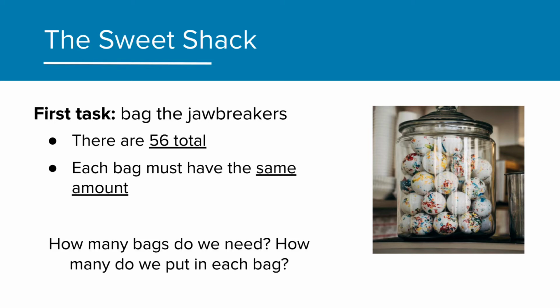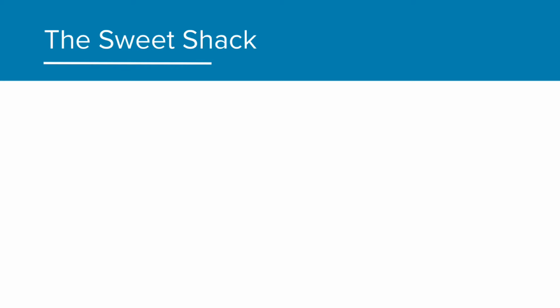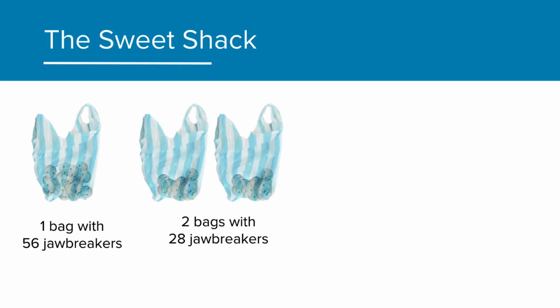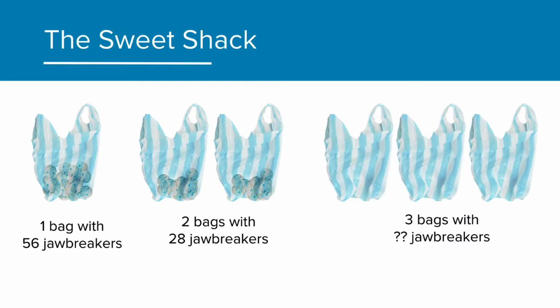So how many bags do we need? Or how many do we put in each bag? Well, let's start thinking through our options here. We could do one bag with 56 jawbreakers, but that doesn't seem terribly useful for the shop. Or we could divide the jawbreakers into two bags, each with 28 jawbreakers. Okay, well, what about three bags?